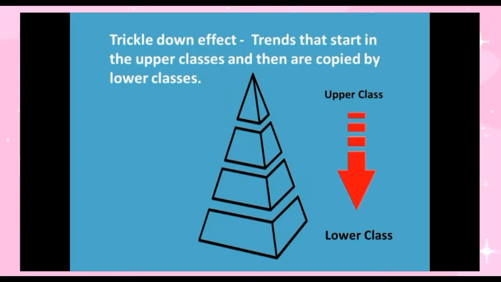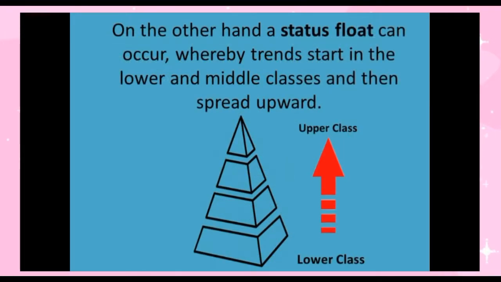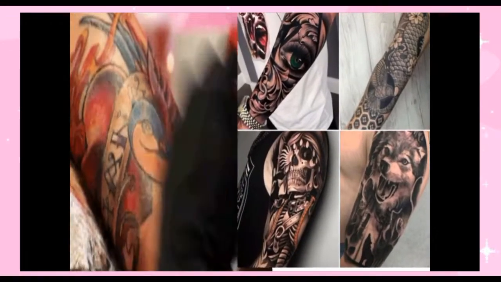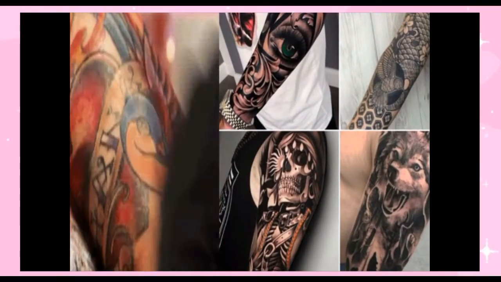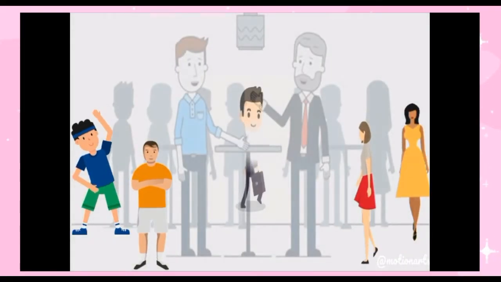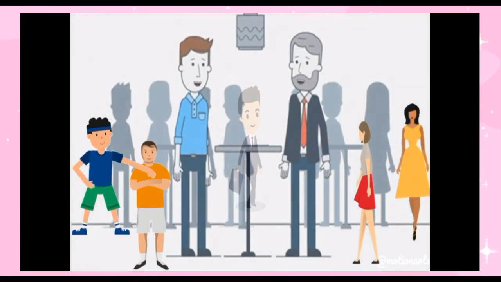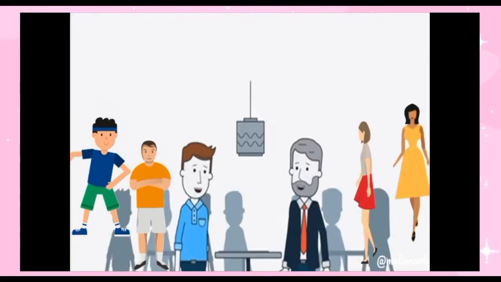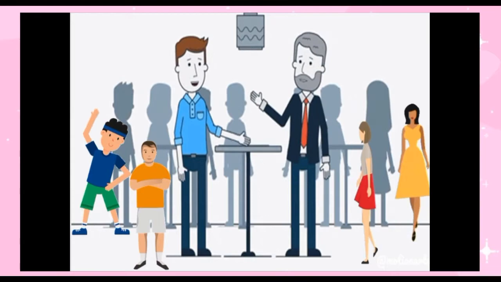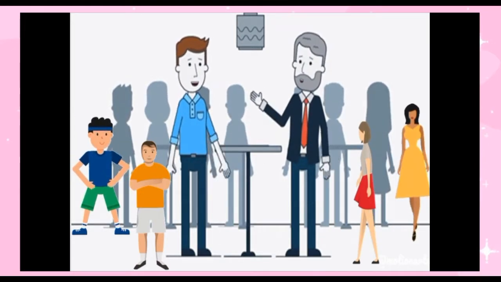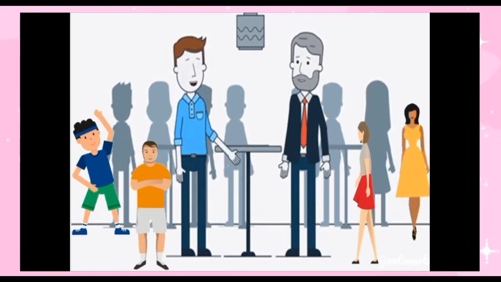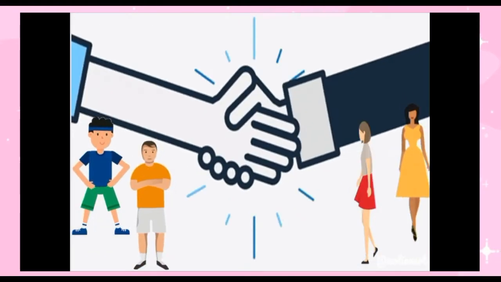On the other hand, a status float can occur, whereby trends start in the lower and middle classes and then spread upward. For example, tattoos, which began in lower classes and moved into the upper classes. Social class structures are important because they strongly affect norms and values and therefore behavior. But the norms and behavior of consumers in one class can also influence consumers in the other social classes.